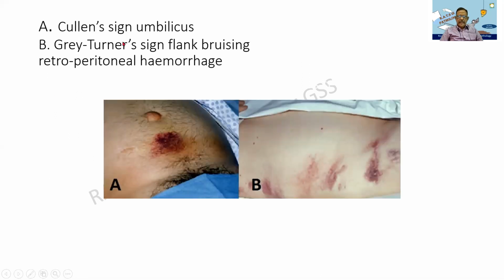There are certain clinical signs. One is a Cullen sign, wherein you find that there is a patch of hemorrhage around the umbilicus, and a Gray Turner's sign, wherein there will be flank areas of hemorrhage resembling bruising. All these indicate a retroperitoneal hemorrhage.